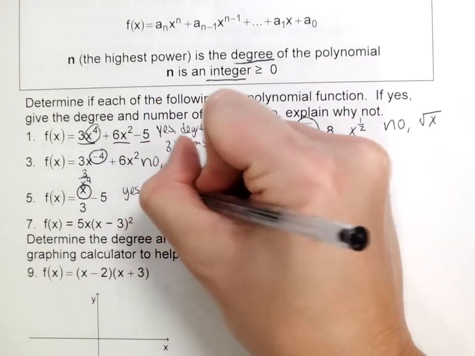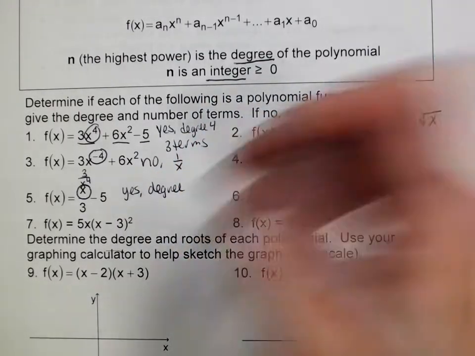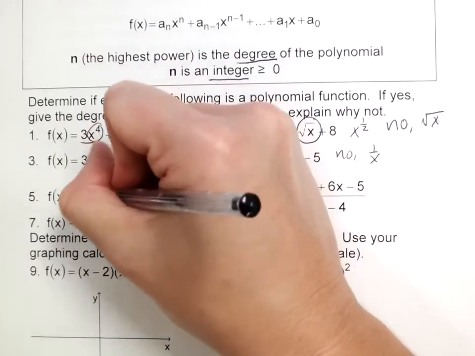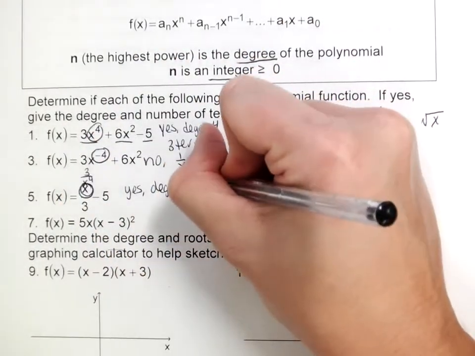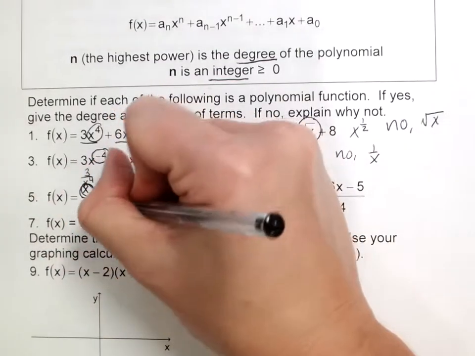The degree is the power of the highest exponent. Well, notice I don't actually have any exponents, but I do have an x. That's technically an x to the 1st power. So degree is 1. And then this technically has 1, 2 terms.